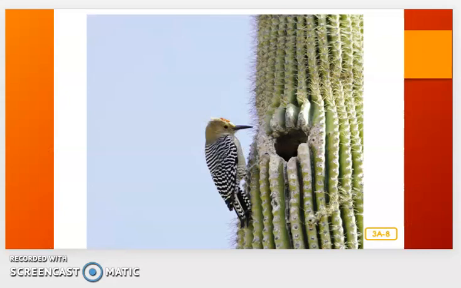Here is an interesting bird called the Gila woodpecker. The Gila pecks holes into the soft cactus with its beak to make a nest for its eggs. The Gila woodpecker is an omnivore. An omnivore is an animal that eats both plants and other animals. Gilas feed on cactus fruit and berries, as well as insects that have invaded the saguaro.